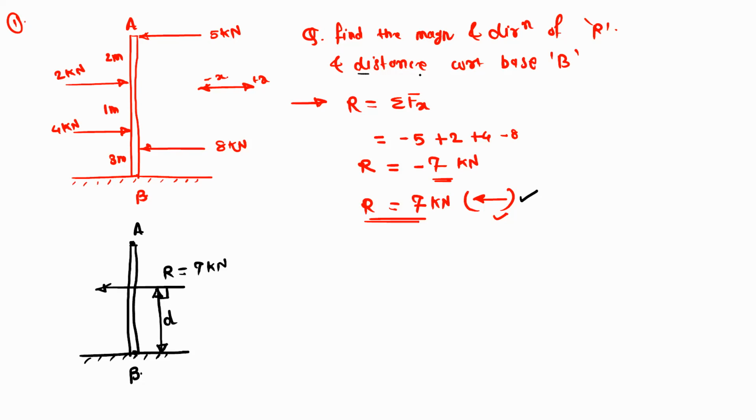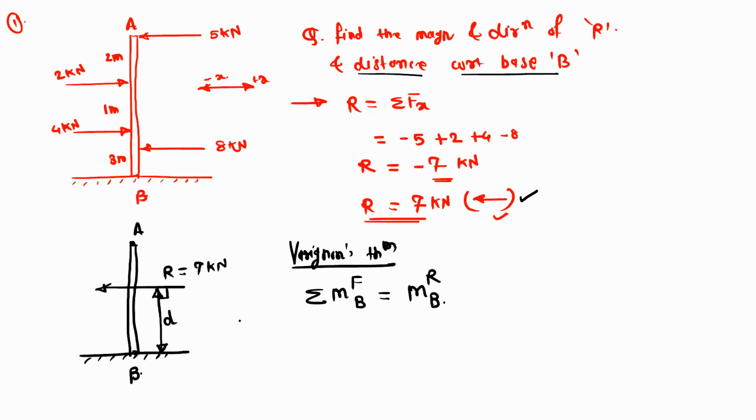So we have to find out the distance with respect to the base point. So we can use Varignon's theorem. So the equation is: summation of moments by all the forces about the point B is equal to the moment by the resultant about the same point B. So we have considered the point B as the moment point because we need the distance with respect to point B. So we can find out the left hand side by observing the first diagram. So observe the first diagram and write the equation for the left hand side.